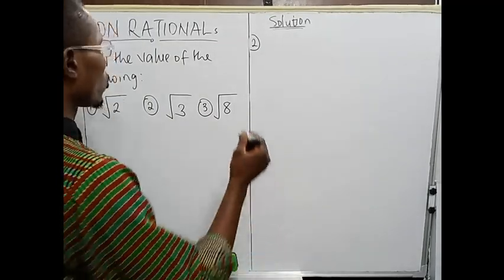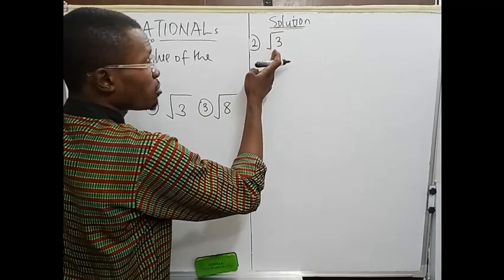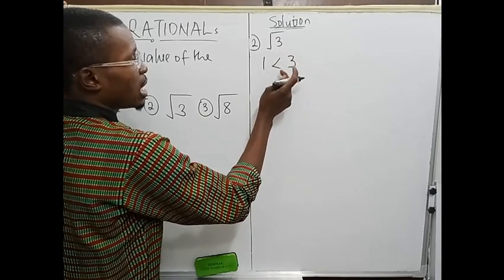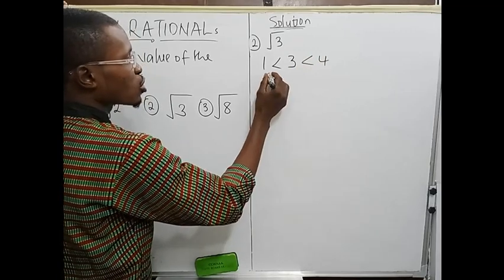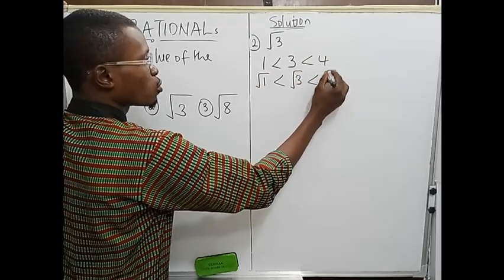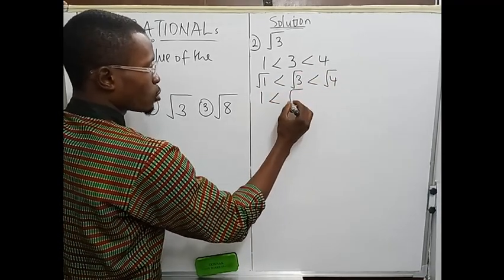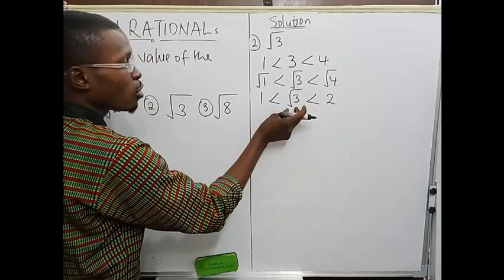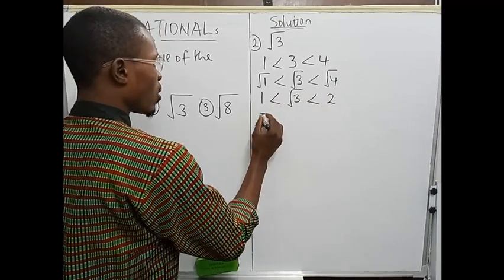Now for number 2, we have the root of 3. The perfect square just before 3 is what? 1. So 1 is less than 3, and the perfect square just after 3 is what? 4, greater than 3. Meaning the root of 1 must be less than the root of 3, and also less than the root of 4. Root of 1 is 1, less than root of 3, less than root of 4, which is 2. So this value must be between 1 and 2. Now we'll start our trial.